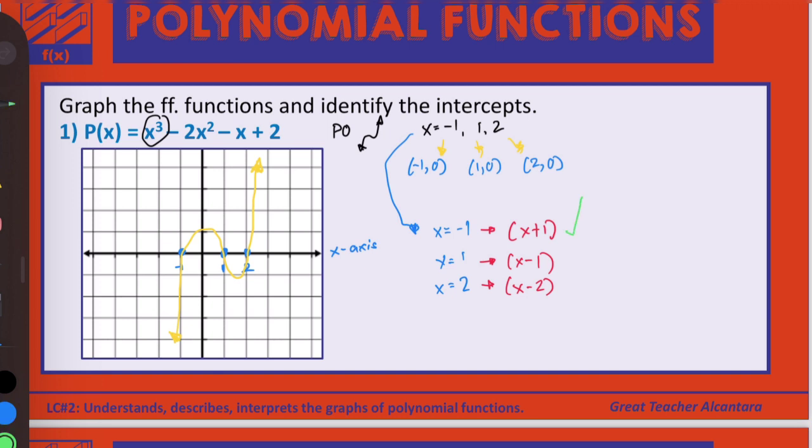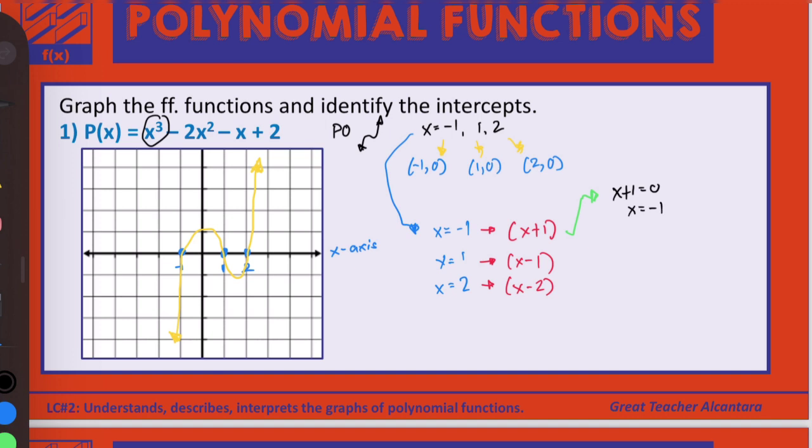So if you want to understand this better, if you have, let's say, x plus 1, and you equate that to 0, what do you do here? You may isolate the variable, you transpose, or you subtract 1 from both sides, you'll get x is equal to negative 1.